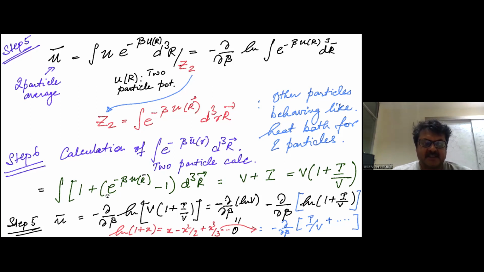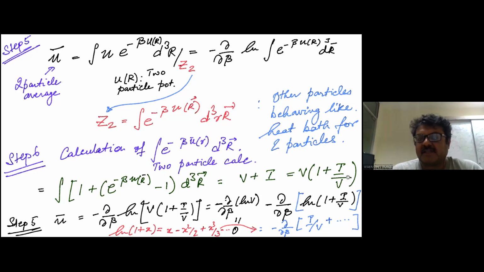And this part, e to the minus beta ur, two particle potential, -1, can be written as I. And we're going to calculate I next. So we're going to calculate this term next, and it will lead to some simplification. So that's why we are doing this algebraic manipulation. Now from this, if we take out V, you can write it as 1 plus I by V, V being the volume of the system.